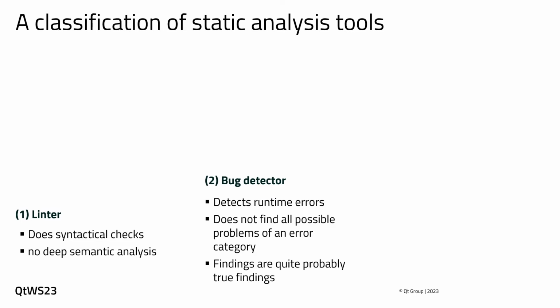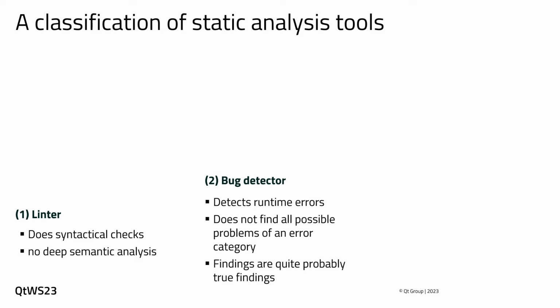Then we have tools, we call them now bug detectors. They go already a little bit further. They look at runtime errors, at the semantical stuff, division by zeros, array out of bounds. But their approach is they do not try to find all possible problems of such an error category. They try to find things that are most probably real, true findings.